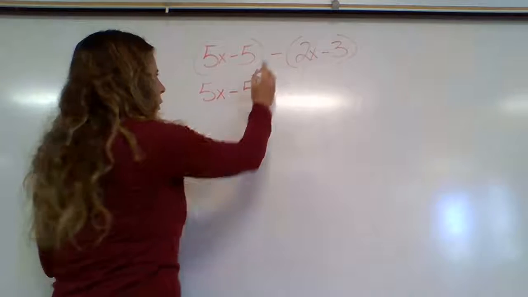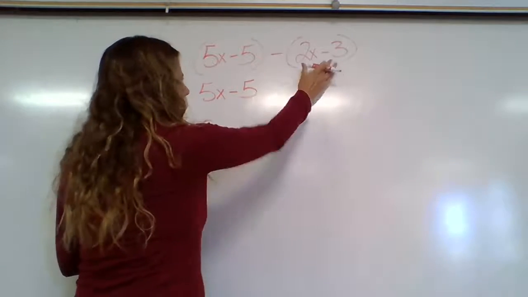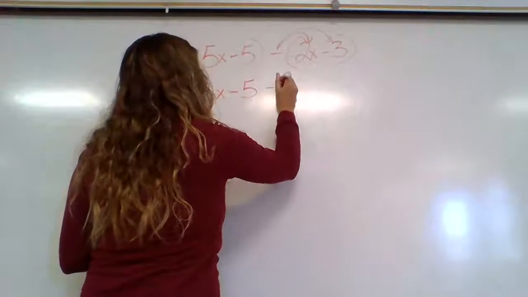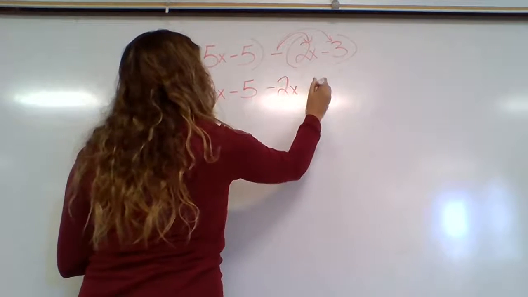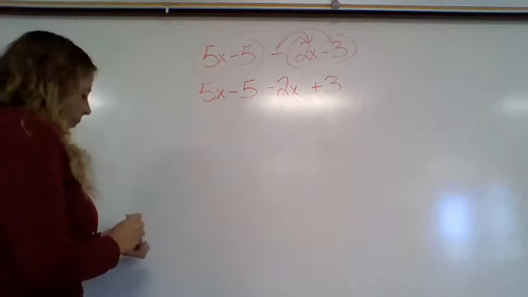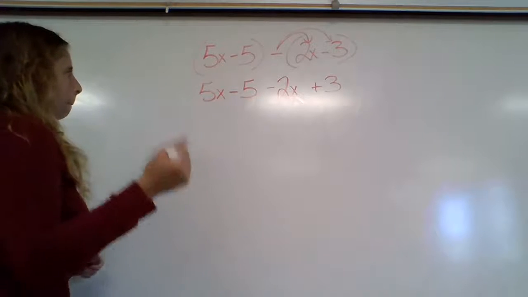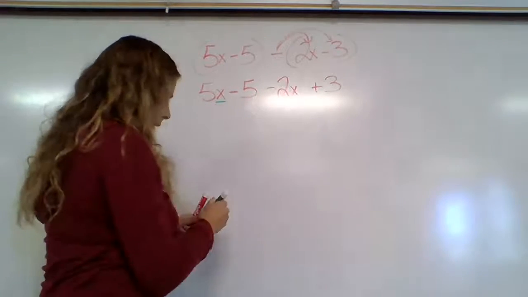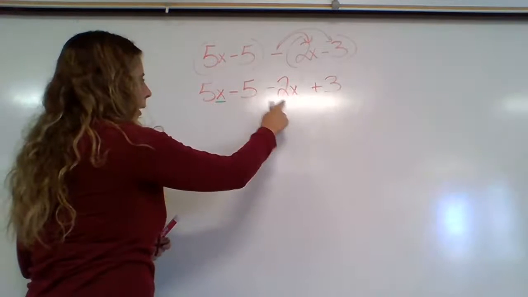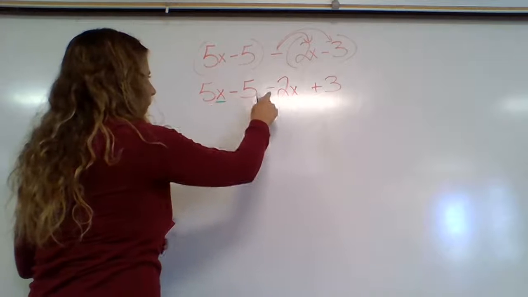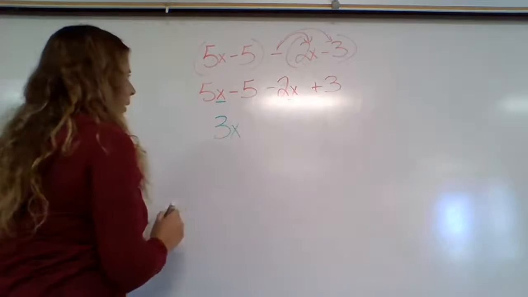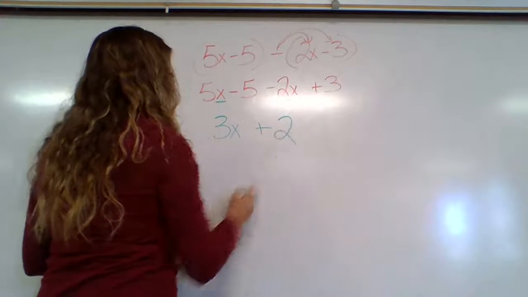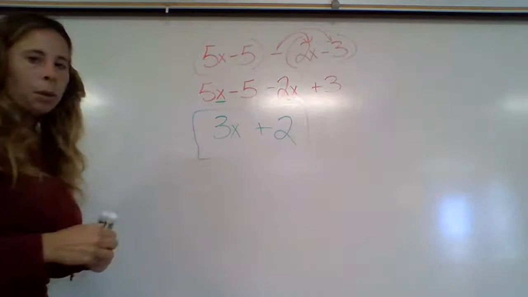All right, and then once again, you're distributing this negative. So what that does is everything in here just flips and is now the opposite. So positive 2x becomes negative 2x. Negative 3 becomes positive 3. It makes everything the opposite. Now, combine your like terms. This has an x, as does this. This does not. 5x minus 2x, make sure you don't forget about your negative sign, is 3x. And then you have negative 5 plus 3, which is 2. And that is your answer.